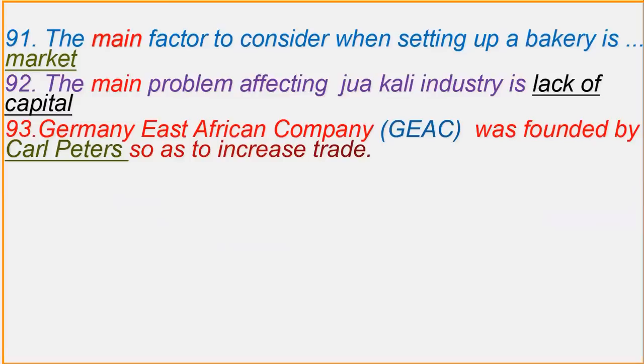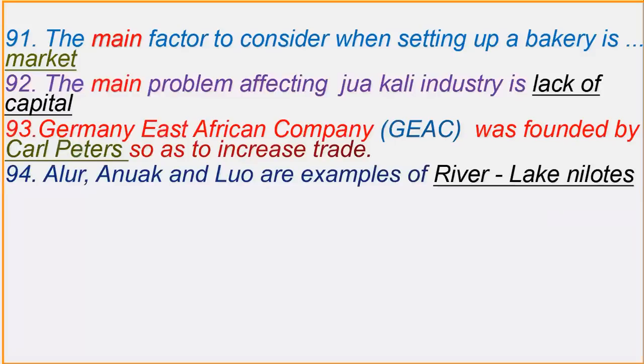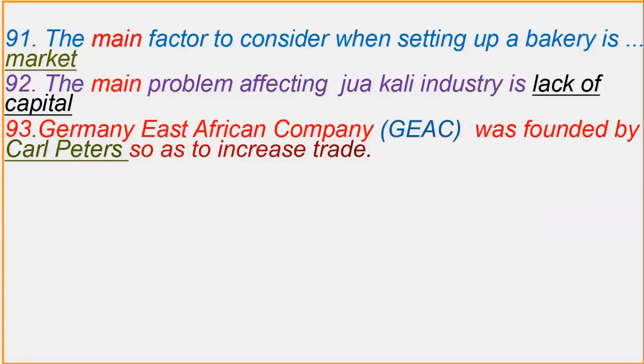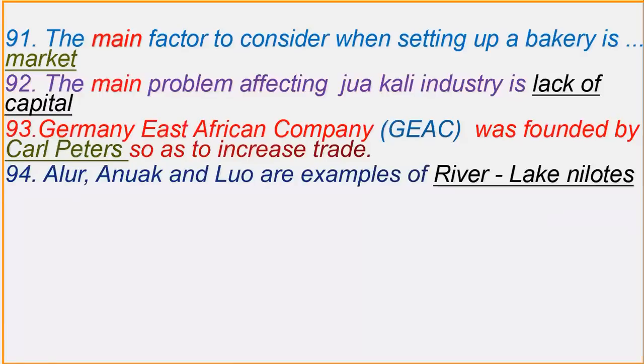Number 94. Alua, Anak, and Luo are examples of river lake Nilotes, among others.